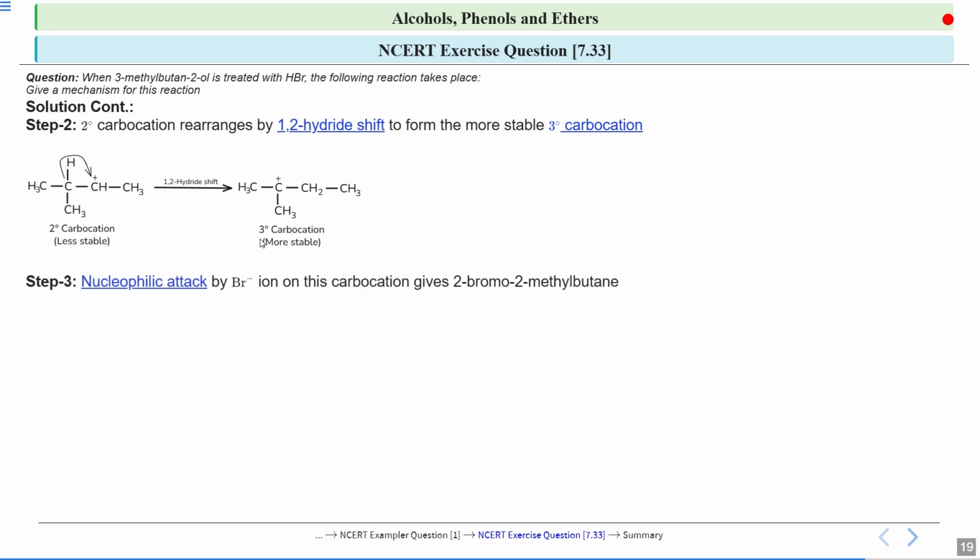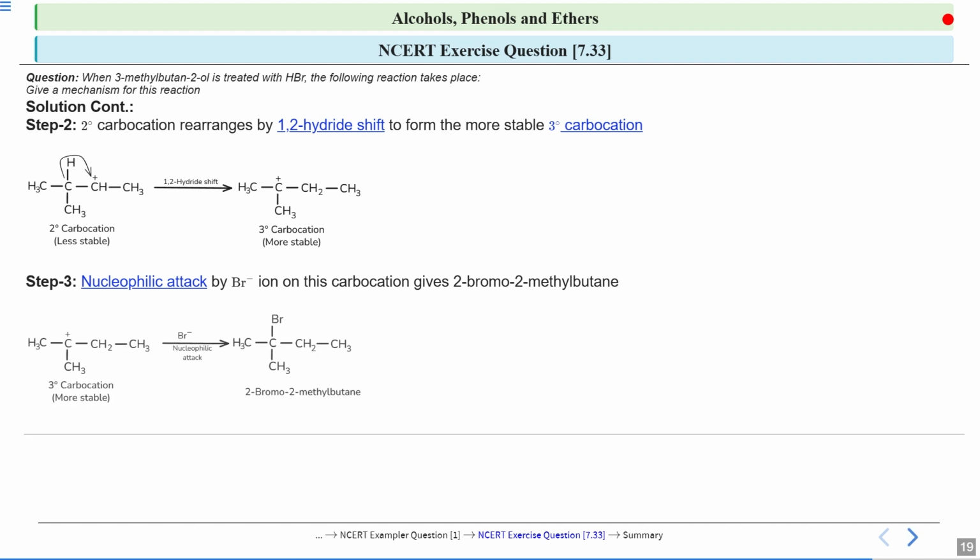Now what will happen in the last step? Bromine here acts as a nucleophile. So nucleophilic attack will happen on this carbocation and you will get your desired product. Now see, you had this tertiary carbocation. Here, this carbon is electron deficient, that is, it is acting as a carbocation.